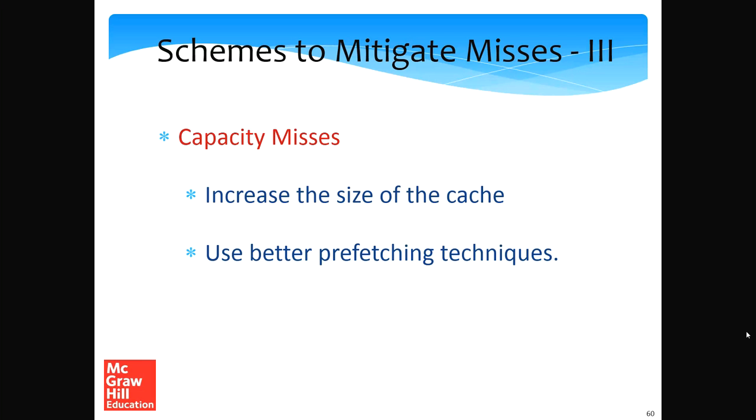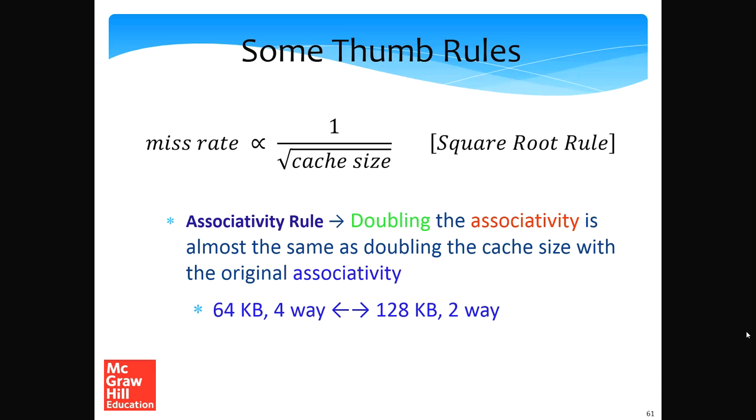All right. So for capacity misses, we again have a simple algorithm. The simplest thing is to increase the size of the cache. That is again easier said than done, because a larger cache is also slower and less efficient in terms of power. Or we can use better prefetching techniques. If we can predict and fetch what is needed in the future, hopefully that will reduce the impact of having a smaller cache. But prefetching is per se not a part of this course, it's a part of an advanced course in computer architecture.